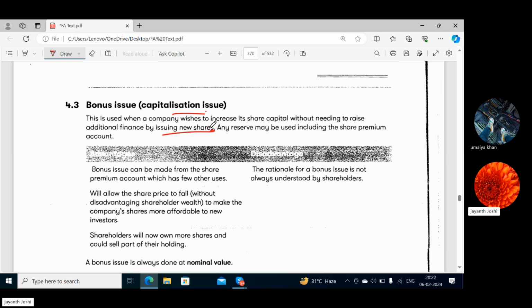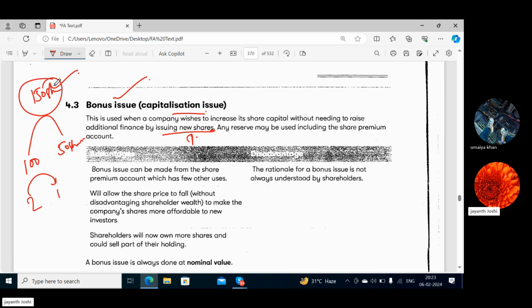So here the company has some wish. They want to increase the share capital, but they don't want any additional finance from the issue of shares. That means they are issuing the shares free of cost to their shareholders. If there are 100 shareholders, for every 2 shares, if they want to give 1 bonus share, that means for 100 shares, it will be 50 shares. So now there are 150 shares in the company.